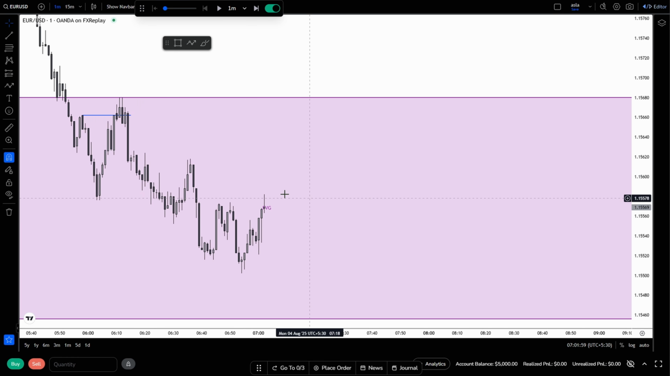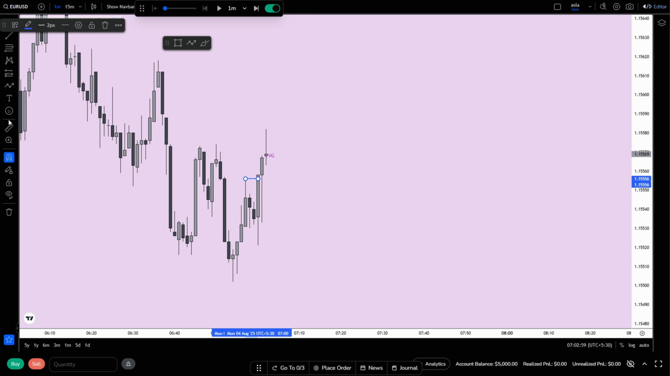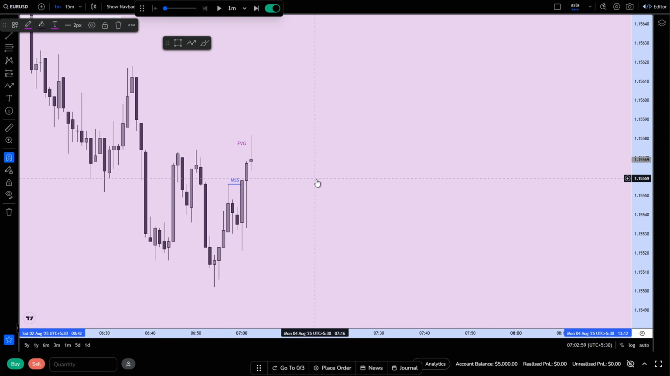This time we get real displacement. Price does not just poke above the level. We get a strong candle, a clear push, and price actually breaks and holds above the level. This is now a valid market structure shift. Notice the difference. Now that we have displacement, the story changes.